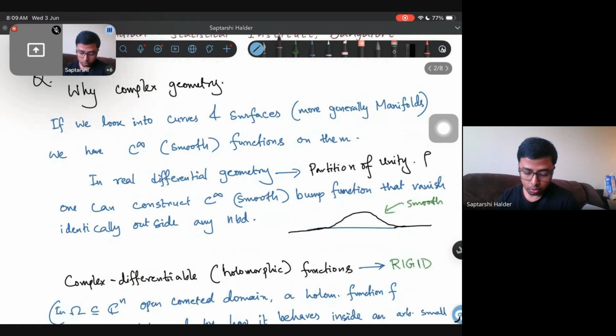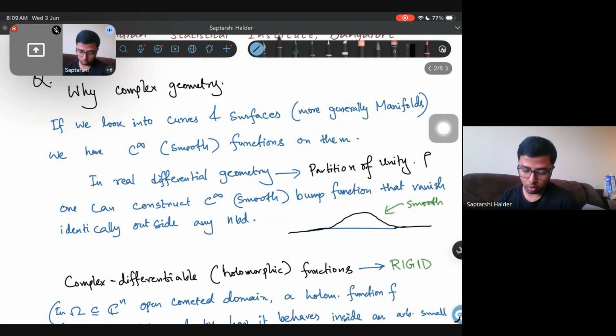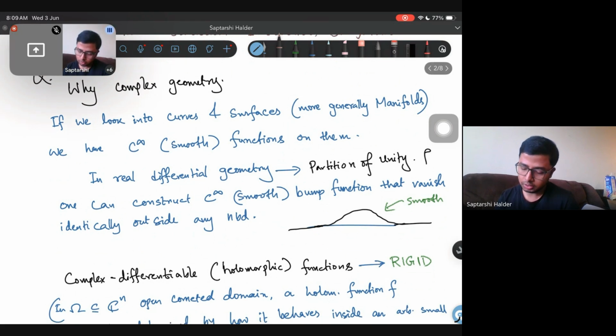First of all, why complex geometry? We have the real differential geometry, but why the complex geometry? In real differential geometry we have curves and surfaces, and more generally manifolds, real differentiable manifolds. After defining a manifold, it's natural to define functions, some special kind of function, maybe continuous functions, or more regular functions like C infinity functions on that.